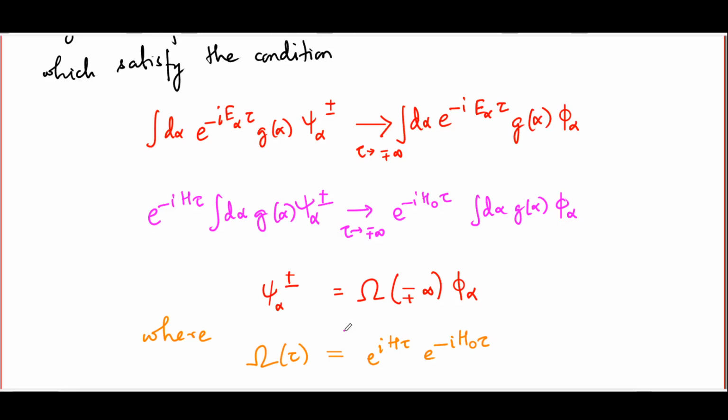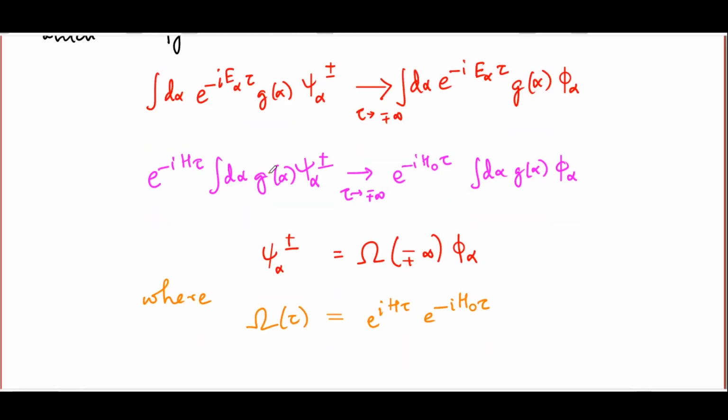So this has at least given us a formal prescription for finding out the in and out states corresponding to given particle labels. What you will have to do is to take the corresponding free particle states for the same particle labels and apply on this operator omega minus infinity or omega plus infinity. These are called Moller operators, and we will have a lot more to say about them when we talk about this S matrix in a coming lecture.